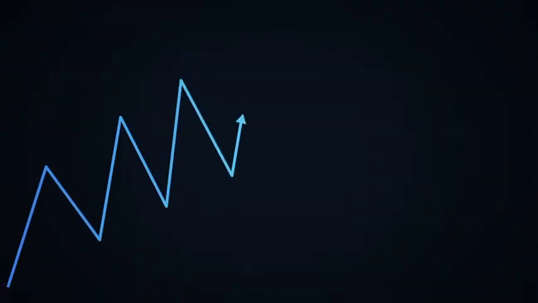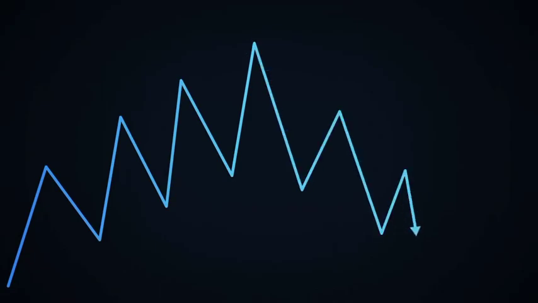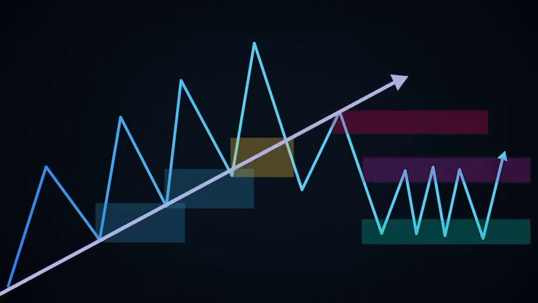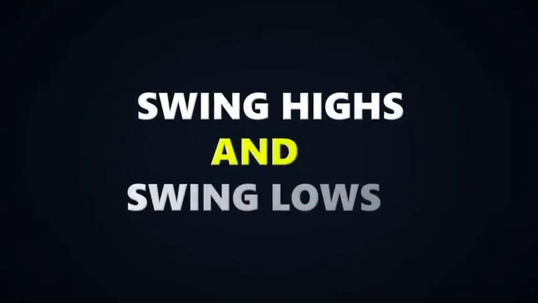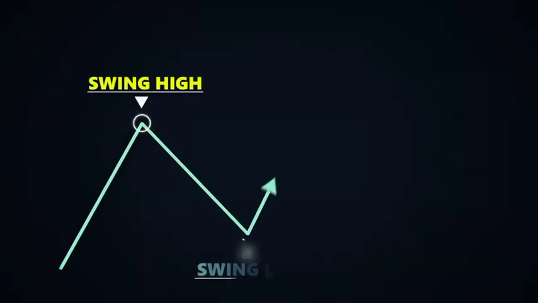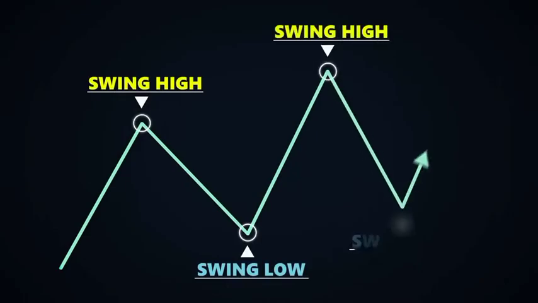Here's a common problem traders face. They look at a chart, and they're not sure if price is trending up, dropping, or just moving sideways. They try to mark zones or draw trend lines, but it still feels unclear. So how do you fix that? It starts with understanding swing highs and swing lows, the key points where price changes direction. A swing high forms when price moves up, then turns and starts falling. A swing low forms when price moves down, then turns and starts rising. For example, if price pushes up and then pulls back, that high point is a swing high. If price drops and then bounces back up, that low point is a swing low.